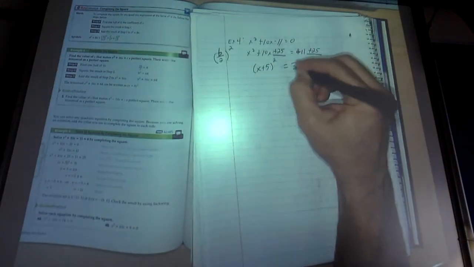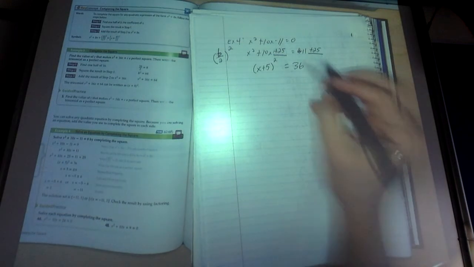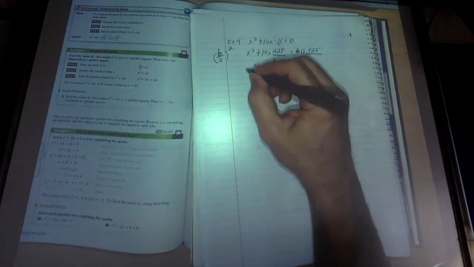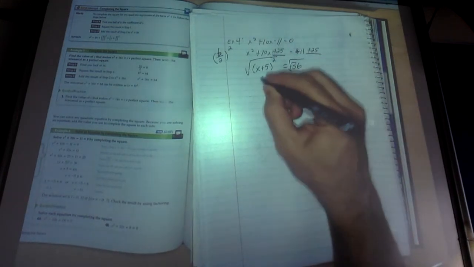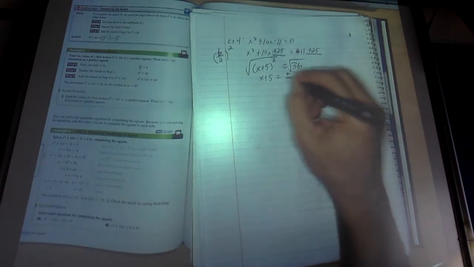What's 11 plus 25? Well, it's 36. It's kind of nice that that's going to end up being a perfect square, but this step right here is just what we did on the front page. We wrote our perfect square trinomial. Now we've got it equal to a number. How can we solve this? Now we take the square root of both sides. The square root of x plus 5 squared is x plus 5. I'm going to do this in one step. The square root of 36 is plus or minus 6, right?